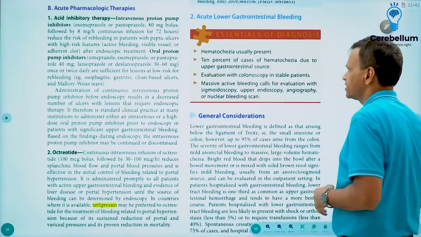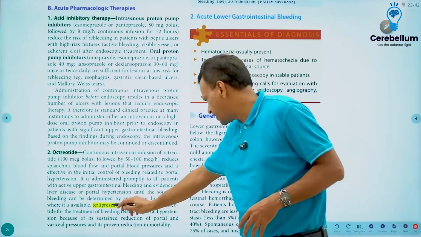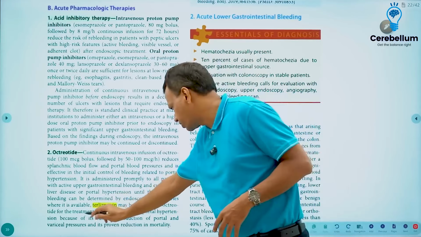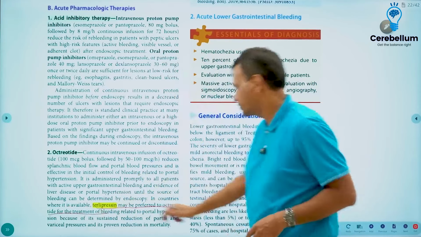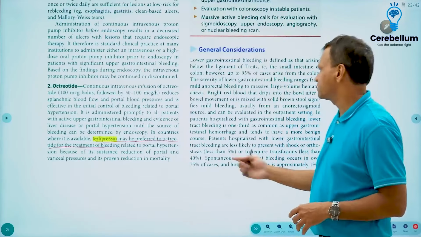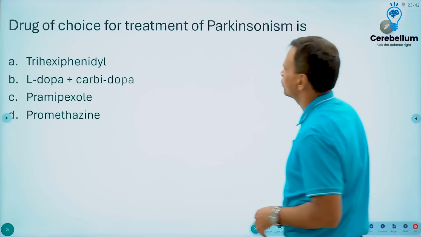So you can see the reference here. The reference, it is CMDT, very clearly written. Terlipressin may be preferred to Octreotide for the treatment wherever it is available. Preferred to Octreotide. Wherever available, Terlipressin should be used. Okay. So moving to next question.